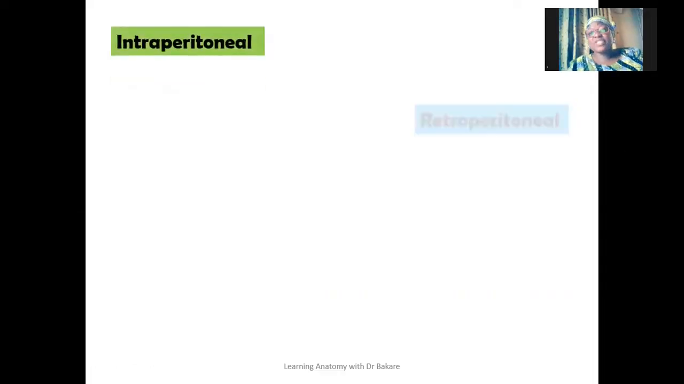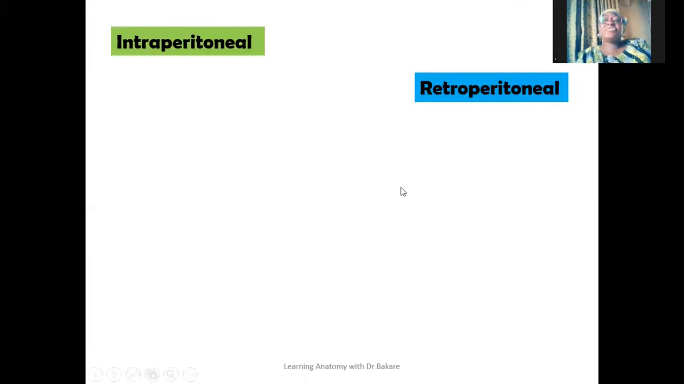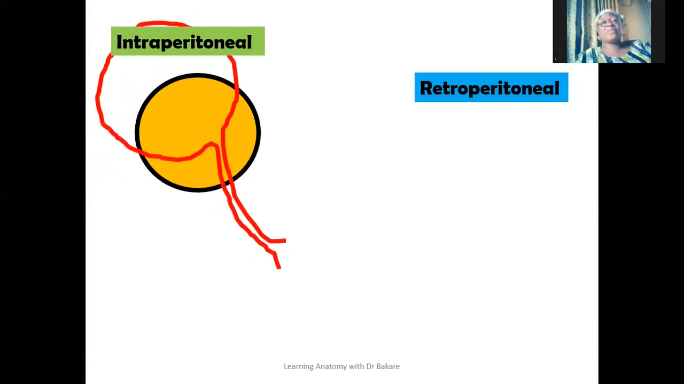So organs can either be of intraperitoneal presentation or retroperitoneal presentation. For intraperitoneal presentation, from the name intra, it means that the organ is completely embedded within the peritoneum. And this means that the entire surface of the organ is lined by peritoneum. So let's take the organ as this image. Let's say this is the viscera or the organ highlighted in yellow. And peritoneum will be seen to line the entire surface of this organ in this form of presentation.